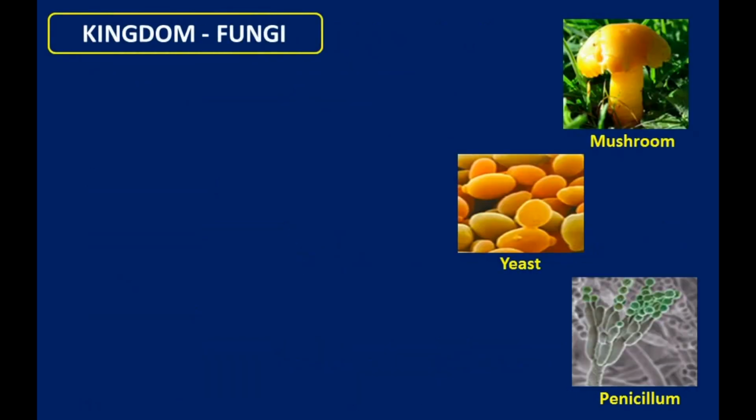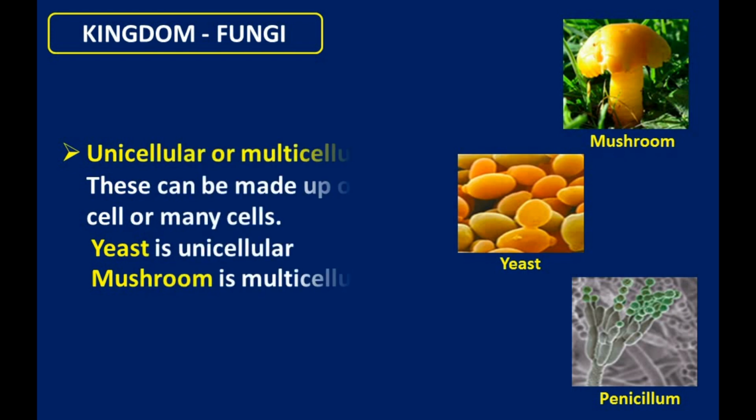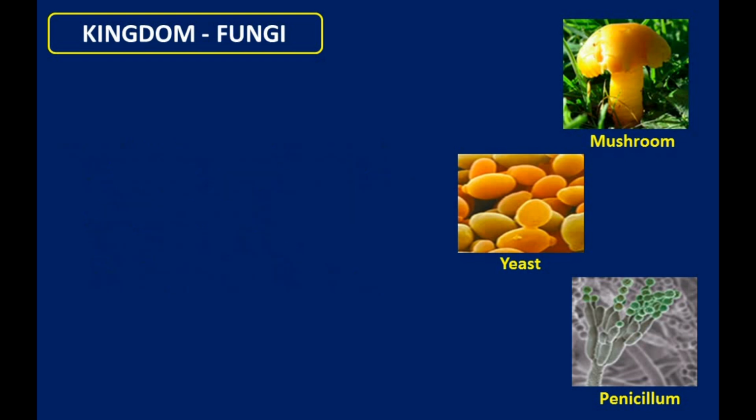And the third kingdom is the kingdom Fungi. In this kingdom, all types of fungus are included. These are unicellular or multicellular. It means they can be made up of single or many cells. Yeast is an example of unicellular fungus and mushroom is an example of multicellular fungus.